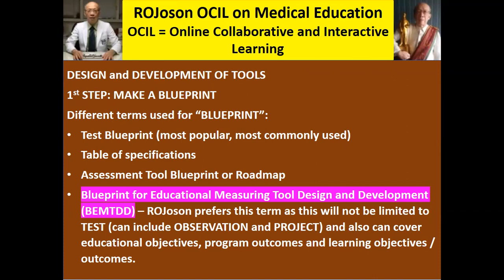There are different terms used for blueprint. One is test blueprint. This is the most popular and most commonly used. Table of specifications, assessment tool blueprint or roadmap. And the last one is blueprint for educational measuring tool design and development. So R.O. Hawson prefers this term as this will not be limited to tests because it can include observation and project, and also can cover educational objectives, program outcomes, and learning objectives and outcomes.